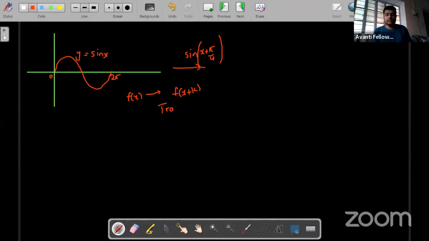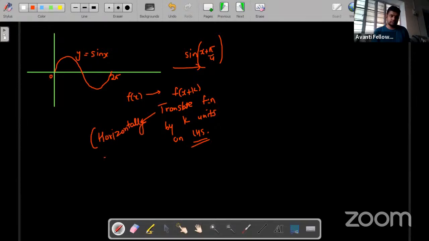So translate the function by k units on the LHS, without affecting the width. We don't have to move it upward or downward vertically. We have to only move it horizontally. So I should write here, translate means horizontally moving only. By how much should we move it horizontally? Here k is pi by 4. So pi by 4 we will shift on the left hand side.